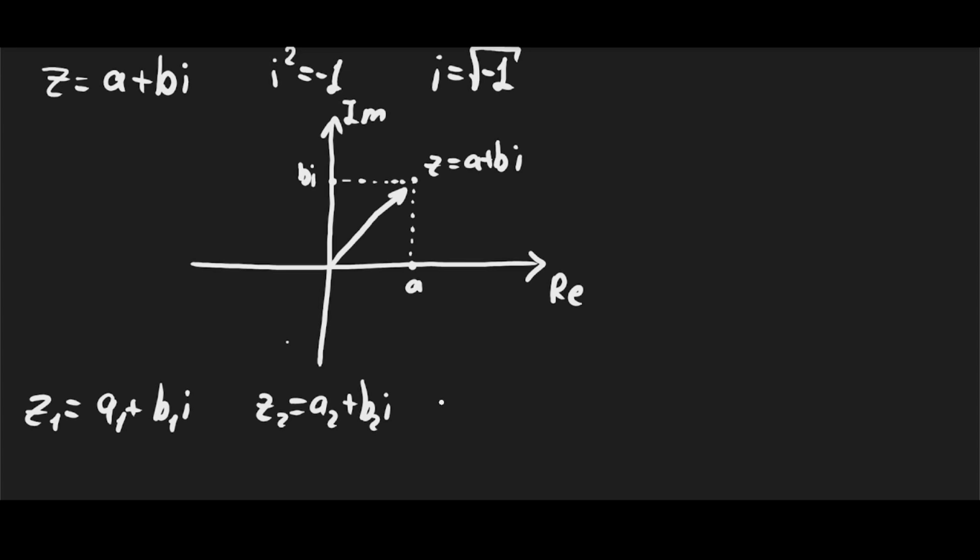If we want to take their difference or their sum, we need to add real parts to each other and imaginary parts to each other. So this would be z1 plus z2 equals (a1 plus a2) plus (b1 plus b2) times i.